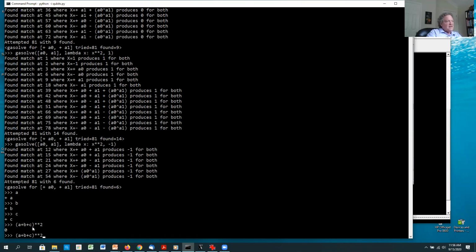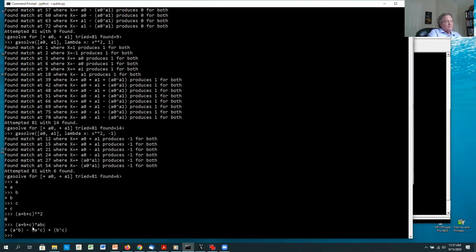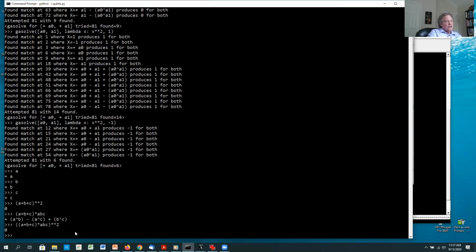Okay? But if I take A plus B plus C and multiply it out, the geometric product times the pseudoscalar for ABC, I get this. Okay? Well, this thing here is also nilpotent. So the sum of the IJKs of quaternions is also nilpotent. And why is it? Because it's a rotation of another nilpotent. And a nilpotent times anything else, if you square it, you still get a nilpotent.